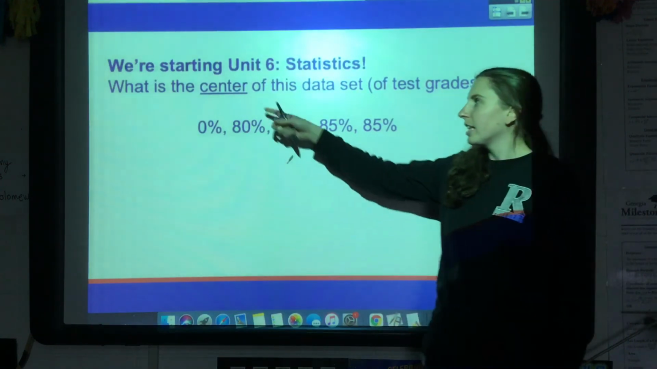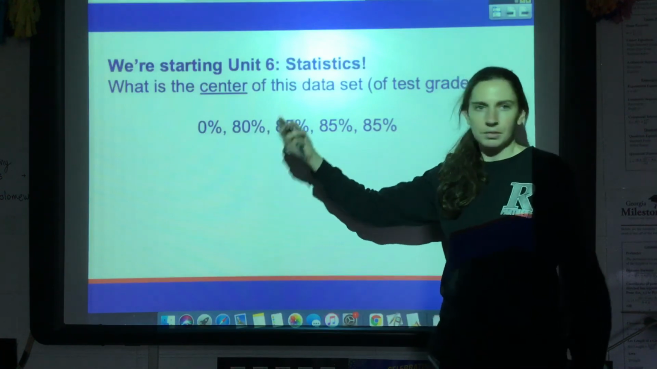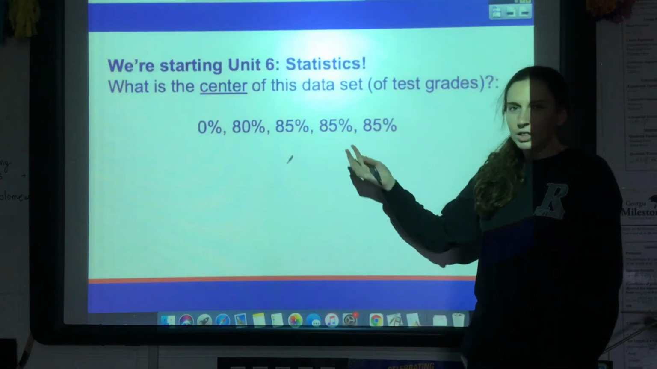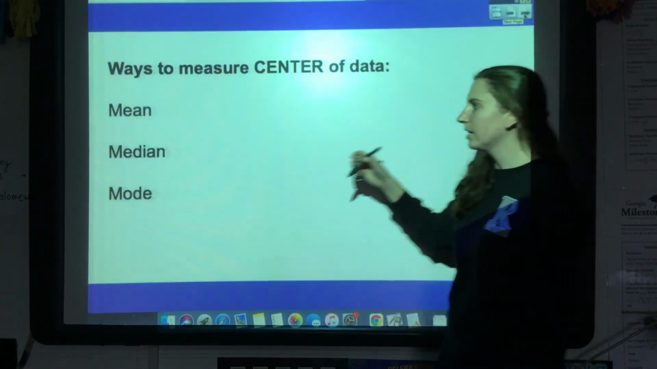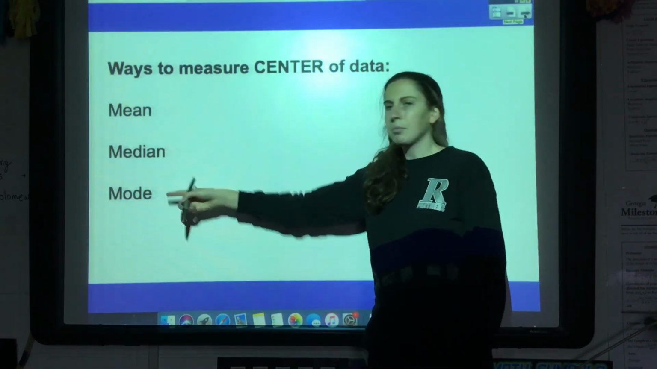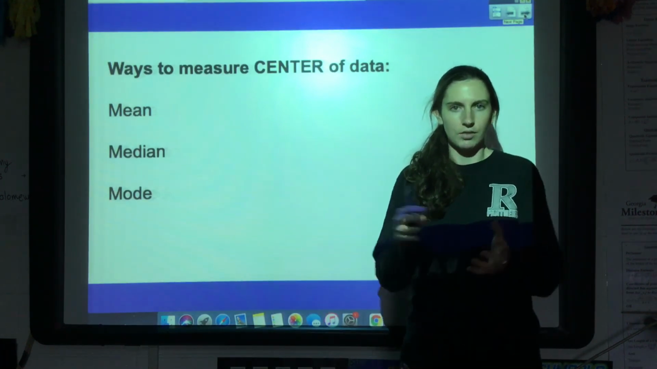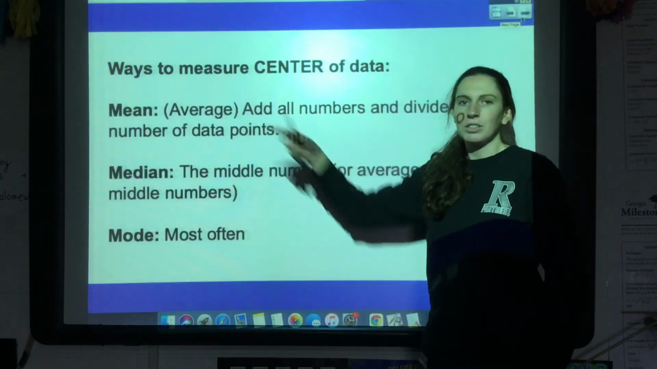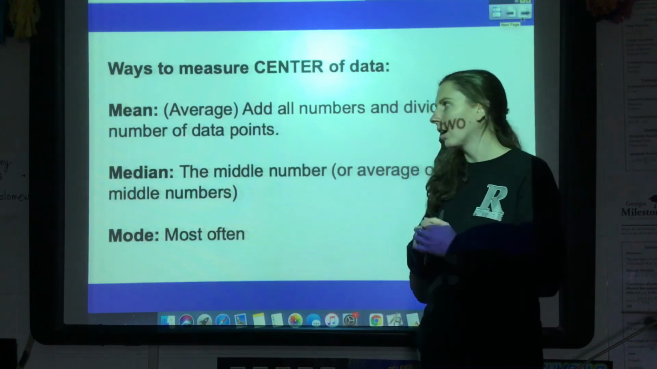When you think about the center of a data set, like here's a data set of test grades or something like that, the center could be a couple different things. And you're probably familiar with these. We've got mean, median, and mode, and they're just different ways of representing the center of the data. So the mean is the average. You add up all the data points and divide by however many there are.